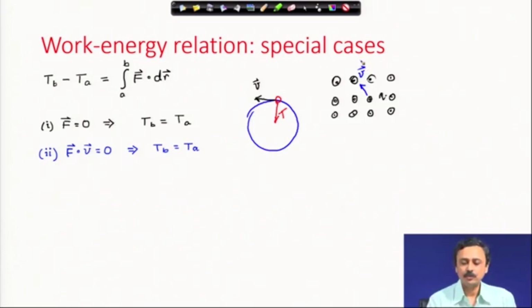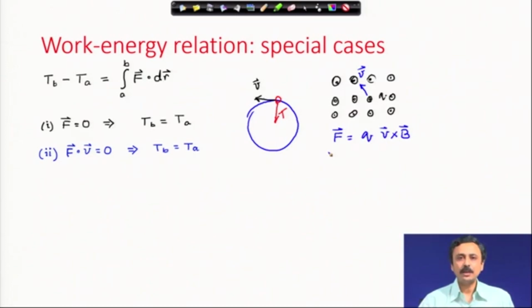How does the charge move? What is the force on the charge in a magnetic field? It is given by the Lorentz force, only the magnetic term: Q times V cross B. Q is a scalar, so the force is proportional to V cross B, equal to Q times V cross B.